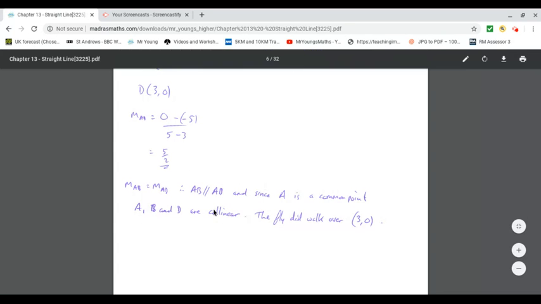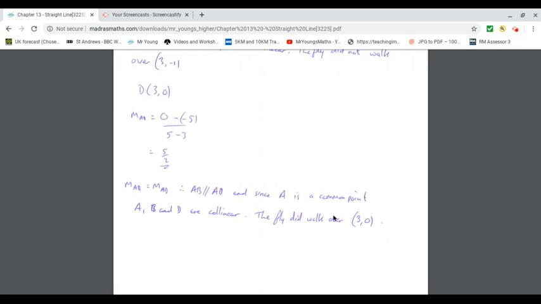And then we need the statement, as the points are collinear. So remember, every single time, guys, we've got to say AB is parallel to AD, and since A is a common point, A, B, and D are collinear. So it's the lines that are parallel, it's the points that are collinear. The fly did not walk over (3, 0). Sorry, the fly did walk over the point (3, 0).